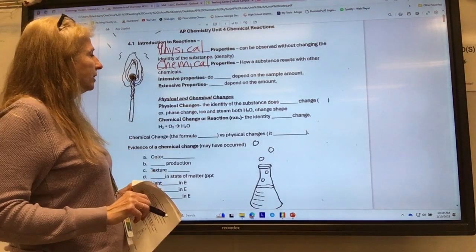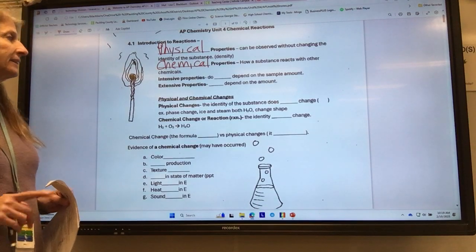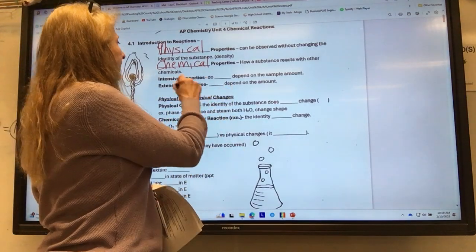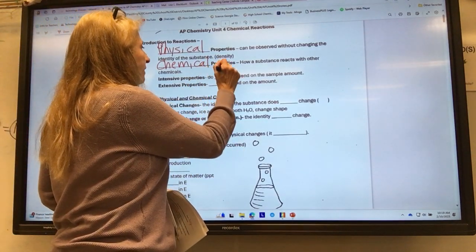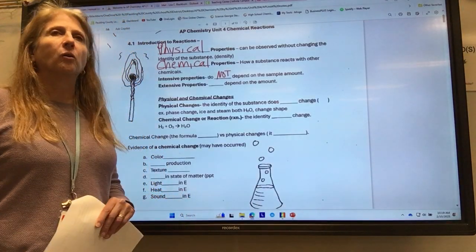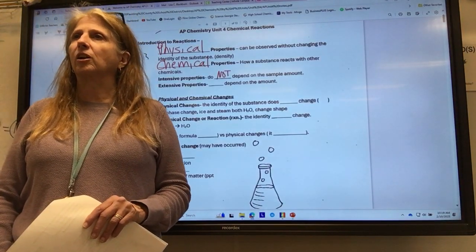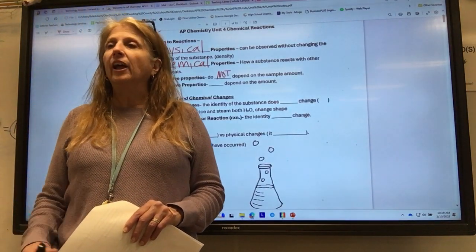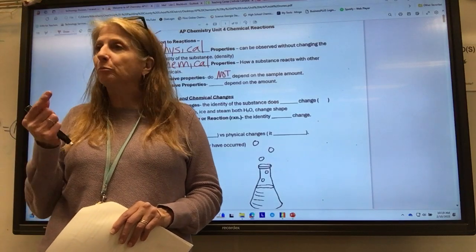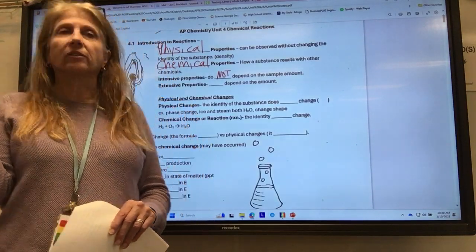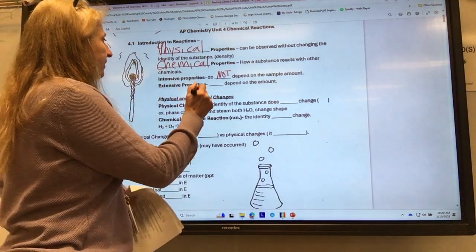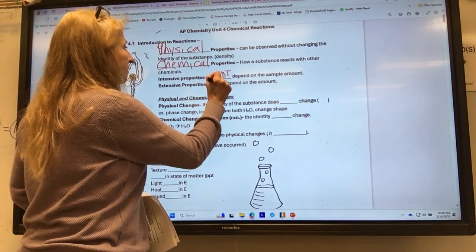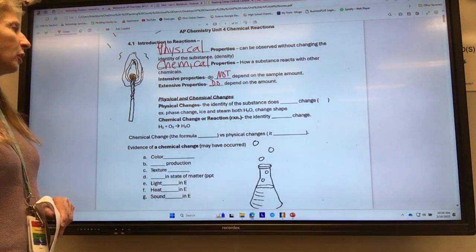Now this is a little bit new. There's something called intensive and extensive properties. Intensive properties do not depend on the amount. So copper chloride is blue whether you have 10 milliliters or 100 milliliters. So that would be intensive. Extensive properties, the volume of your sample, will depend on the amount.